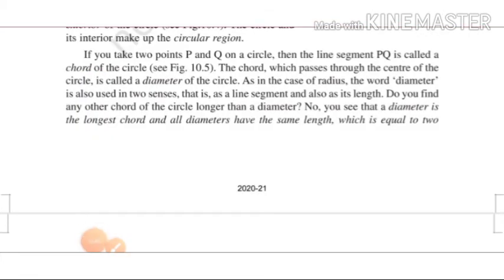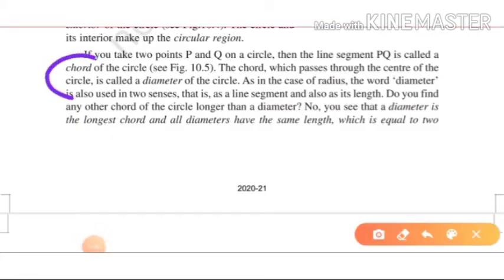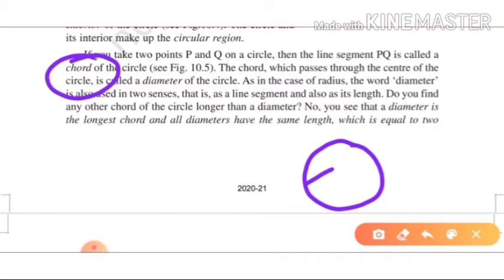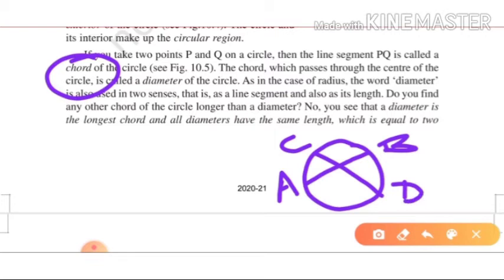Then we have the chord of a circle. Remember, chord means when we draw a circle and join any two points on the circle, like here, if you take AB, it can be like this also, CD, any two points on the circle, then it forms the chord of the circle.